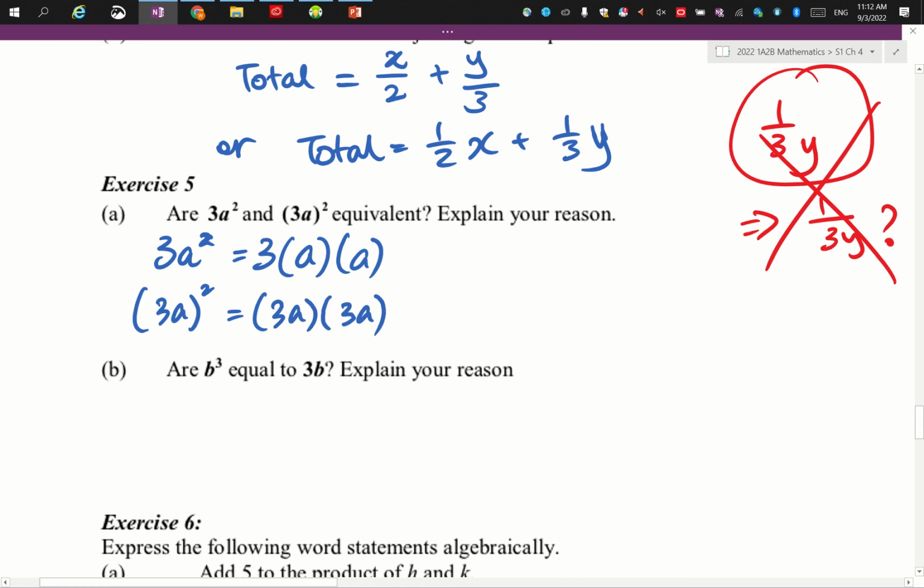Is this what you meant? Right? Now the second case, we end up with 3 times a times 3 times a. You agree or not? I'm just writing a lot of stuff. I'm just breaking it down for you.